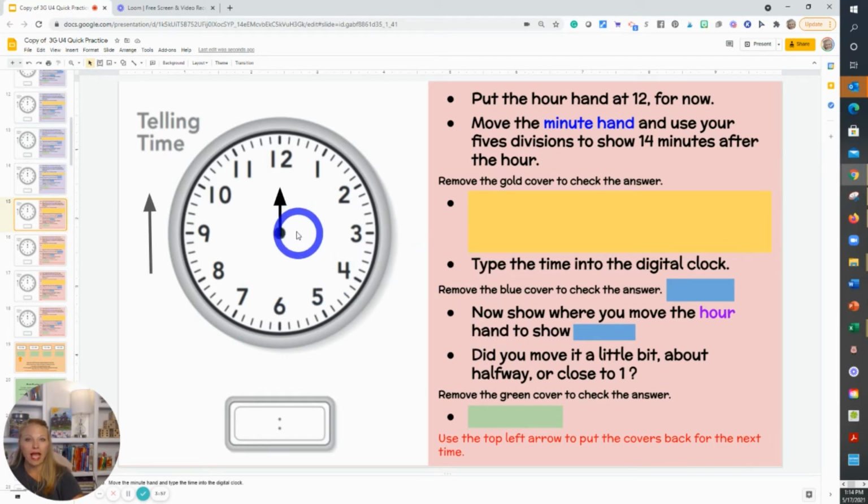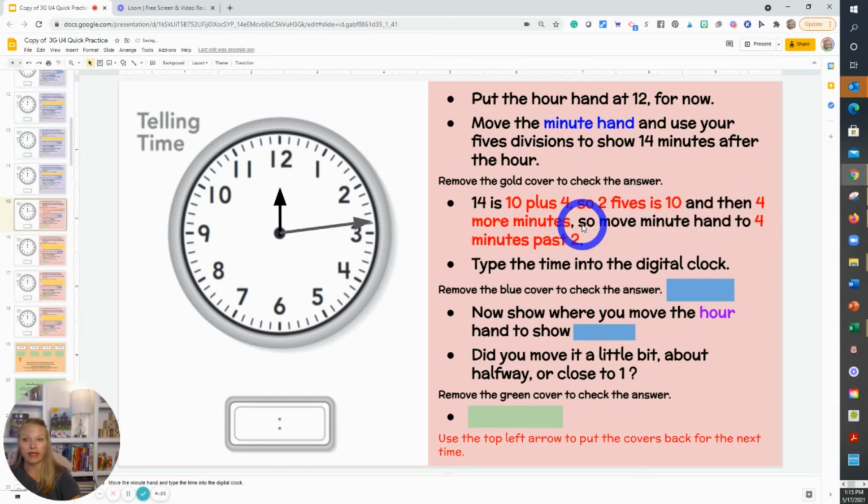Boys and girls, put the hour hand at 12 now. Use the minute hand, and I want you to use the 5 divisions to show 14 minutes after the hour. So let's see, 14 divided by 5. I know I can get 2 groups of 5, 5, 10, and then I would have 4 extra ones. Boys and girls, your minute hand should look about like that.